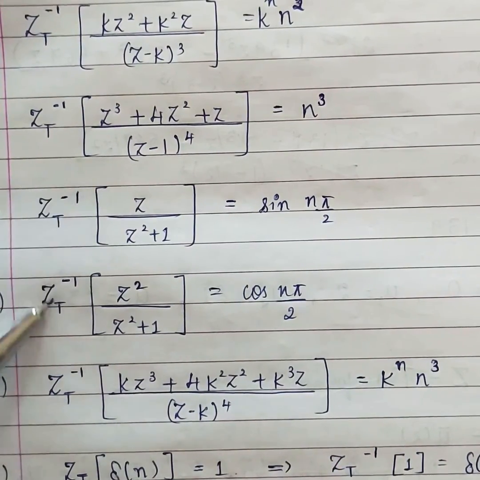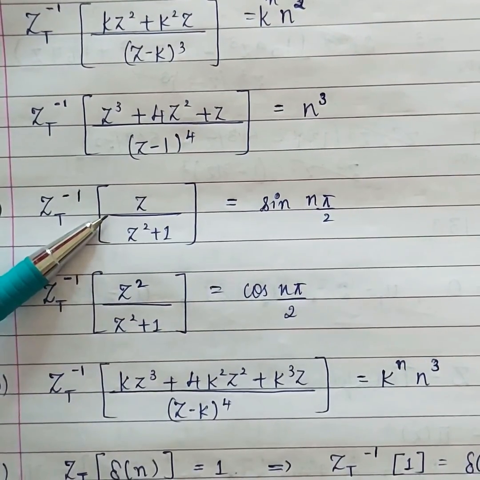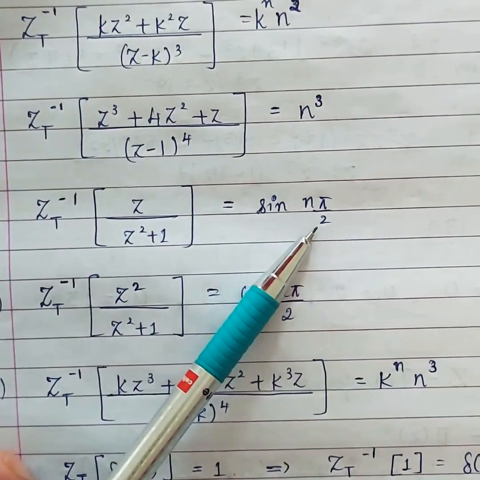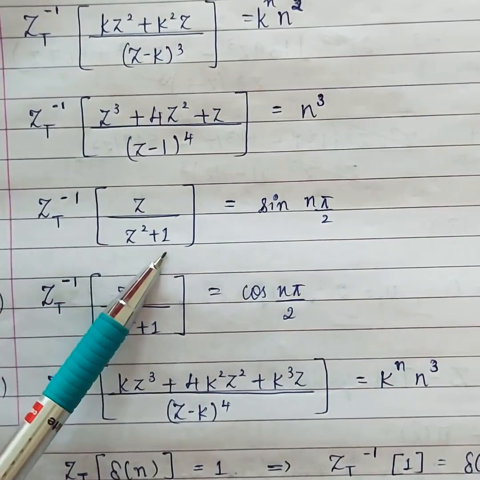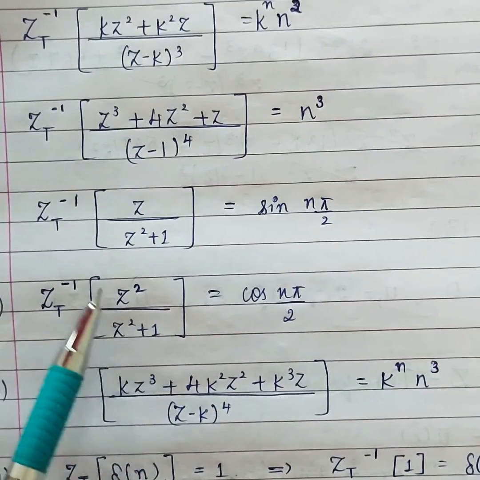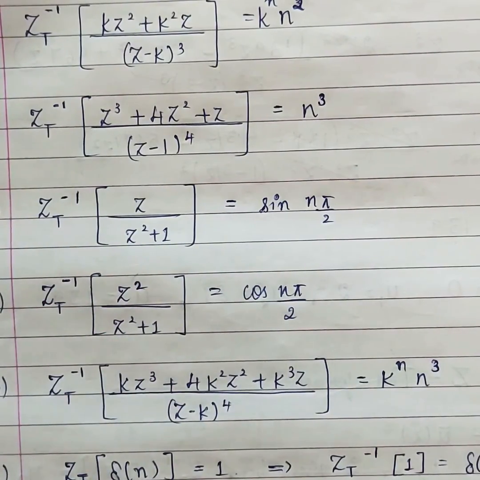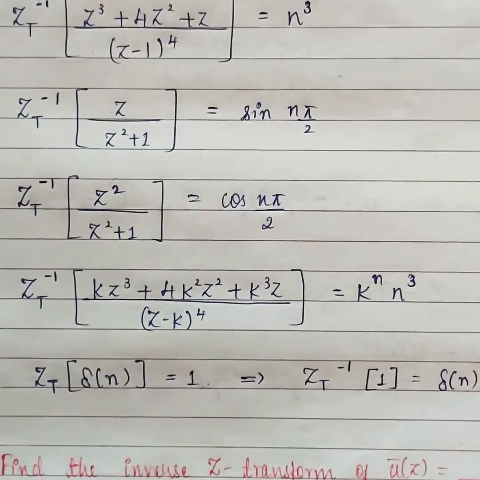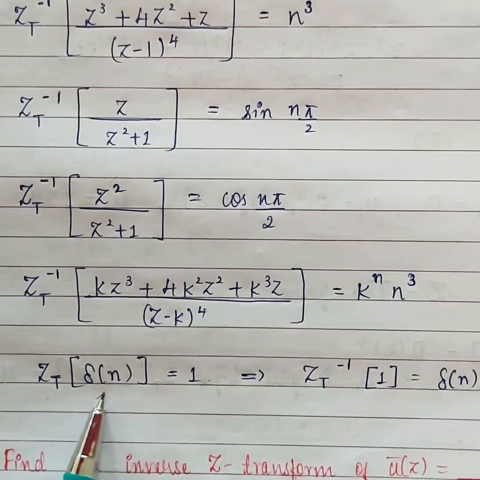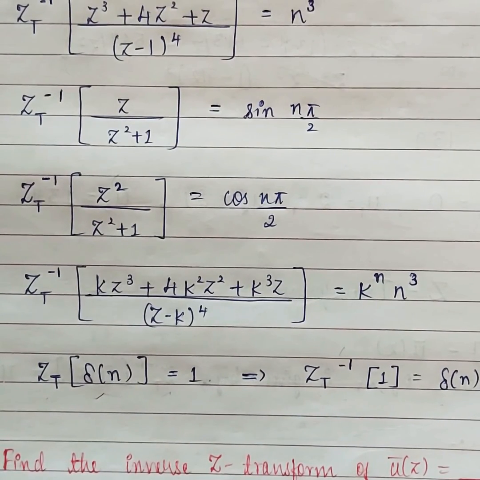And these two formulas are a particular case. Remember, cos n theta and sin n theta we derived, and I told you that we'll be using this in inverse formulas. So sin n theta, where theta is pi by 2, is a particular case. So we will get the answer as z by z square plus 1. And cos n pi by 2 is z square by z square plus 1. So here we will be using these two. So little extra formulas over here. And finally the impulse function, we have seen that in the previous video. So Z transform of delta n, that is unit step function, is nothing but 1. So Z transform inverse of 1 is delta n. So these are the inverse formulas.